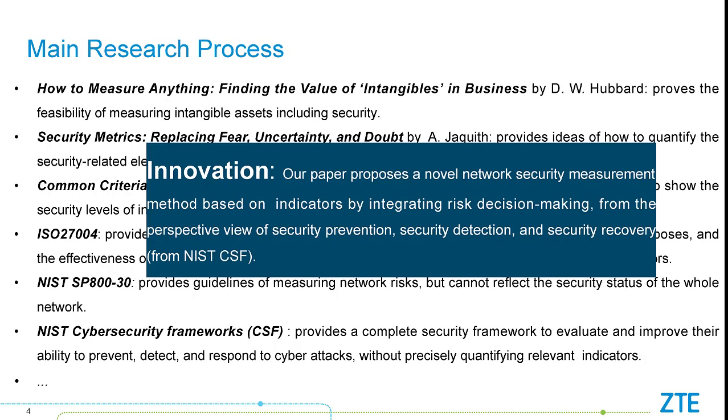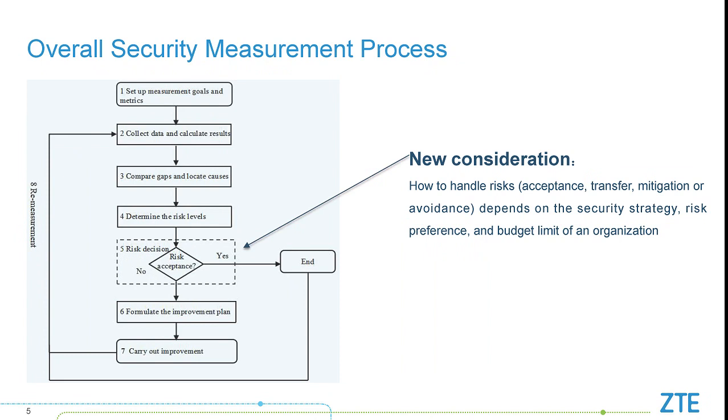Here are some references of our research. Different from the existing schemes where the security level of the system cannot be quantified precisely, in our paper, we propose a novel network security measurement method based on indicators by integrating risk decision making from the perspective of security prevention, detection, and recovery. So here is the overall security measurement process we proposed.